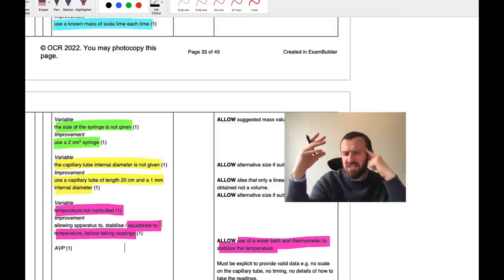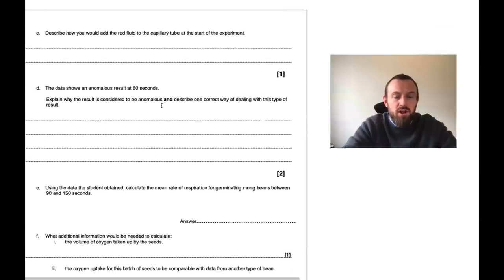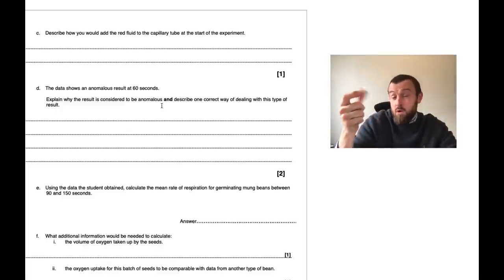It's a bit of an odd setup, but they have allowed it. Okay, moving on. Still thinking about this experiment. Describe how you would add the red fluid to the capillary tube at the start of the experiment. Now, a capillary tube worked by something called capillary action.